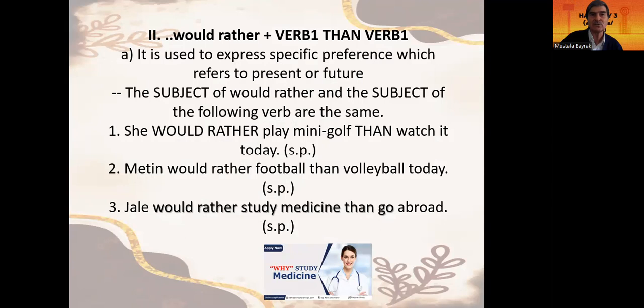It is used to express specific preference which refers to present or future. The subject of would rather and subject of the following verb are the same, for example, in the following sentences. She would rather play mini golf than watch it today. So specific preference. She would rather play mini golf than watch it today.